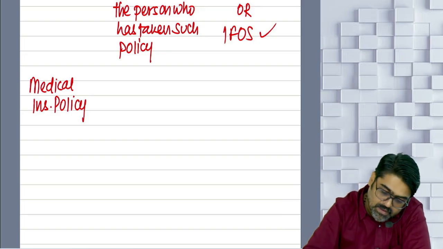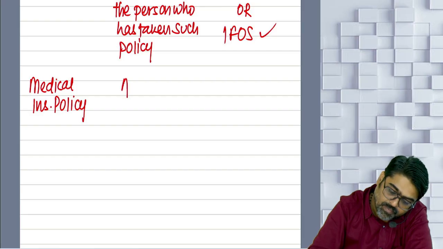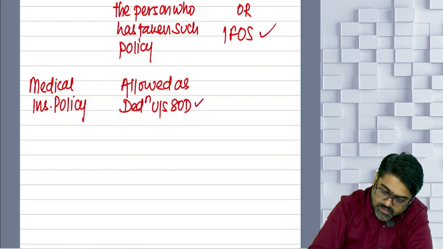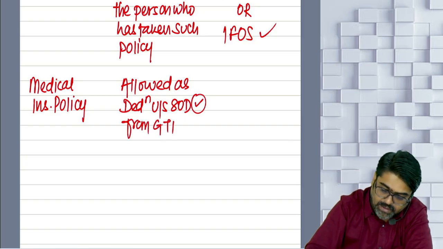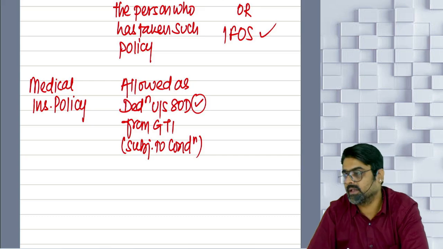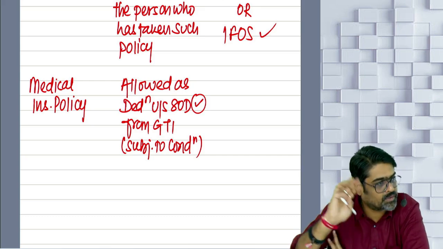Yes or no? So medical insurance policy premium is allowed as what? Deduction under section 80D from GTI, subject to conditions. What are the conditions? How much will be allowed? That we are going to see in 80D.